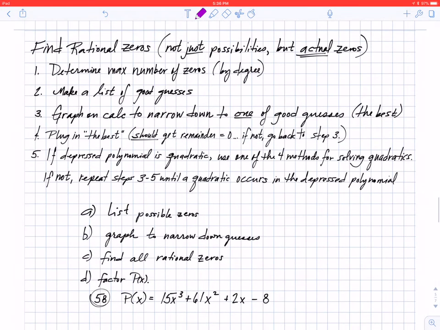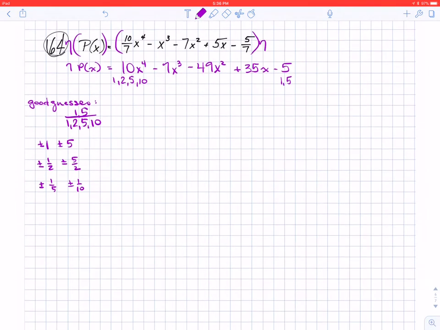Our how-to list says that I should head to the graphing calculator next to narrow down which one would be the best. It sure would be nice if we had one that was one of these whole numbers, but we'll find that out by graphing.